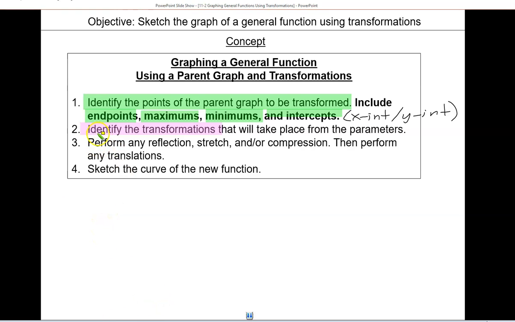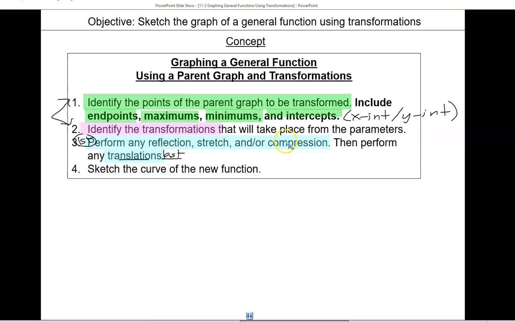And you can do step 2 first and then step 1. These two are interchangeable, so you can switch these around if you want to. It doesn't really matter. Then once you know your points and you know what your transformations are, you're going to start doing those transformations. Now, you need to do reflections, stretches, and compressions first. And you want to do all of your translations last. Do the translations last.